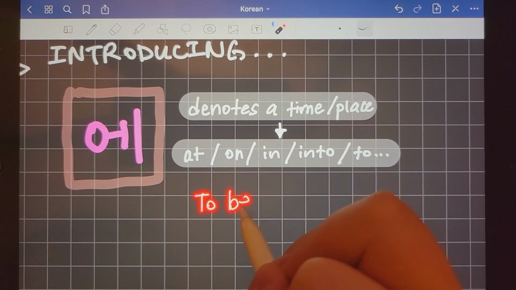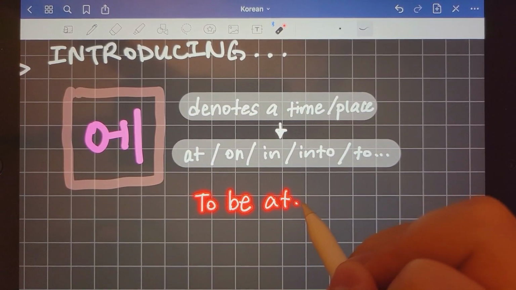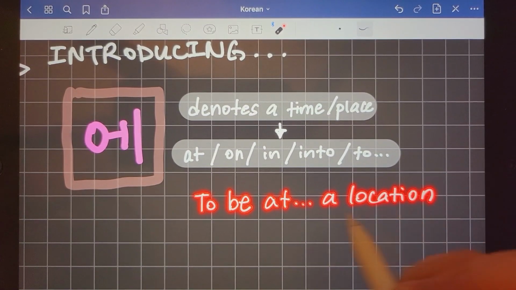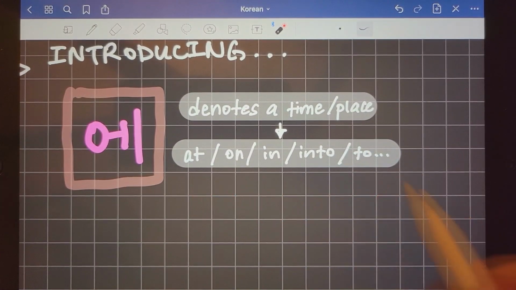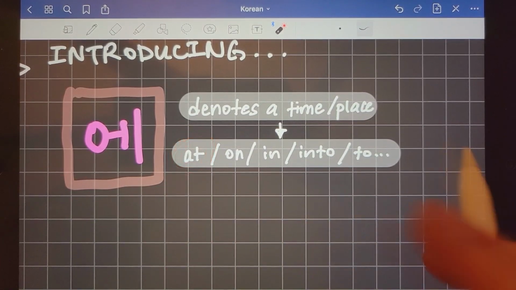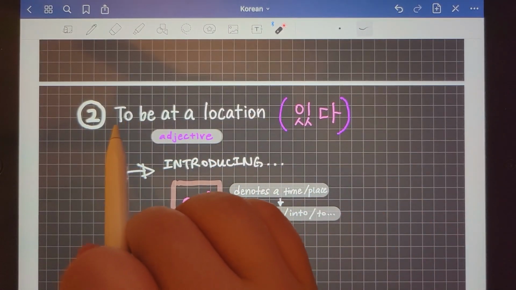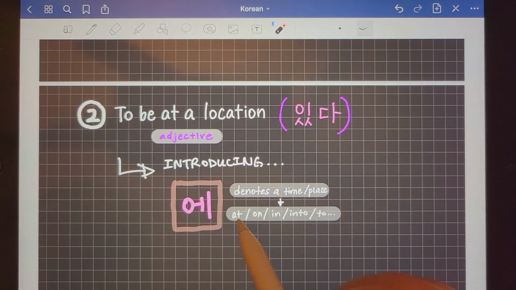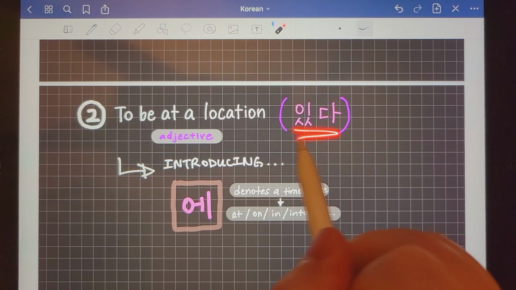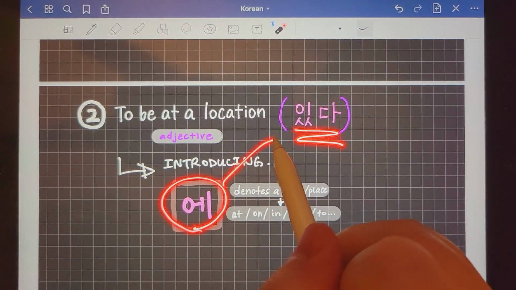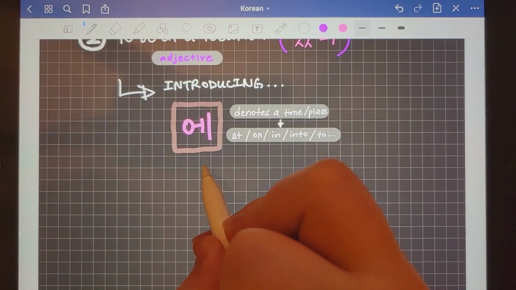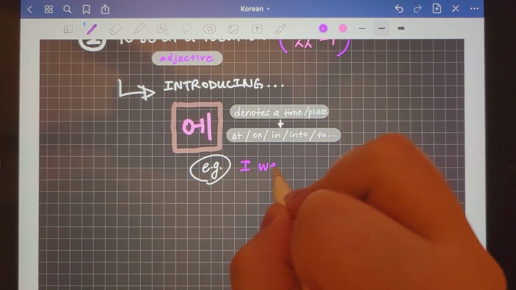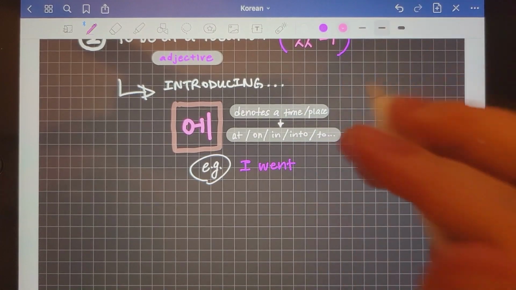So if you explain in English terms, to be at a location, when you're talking about it, you use the word at, and that is what this particle sort of represents for this word ita, the at portion, and thus these two words are linked. So let's give some examples of the use of this particle.